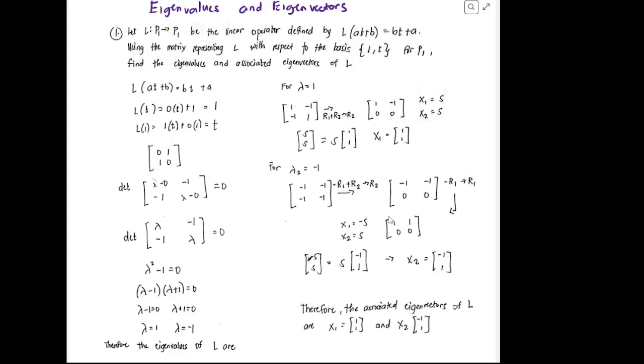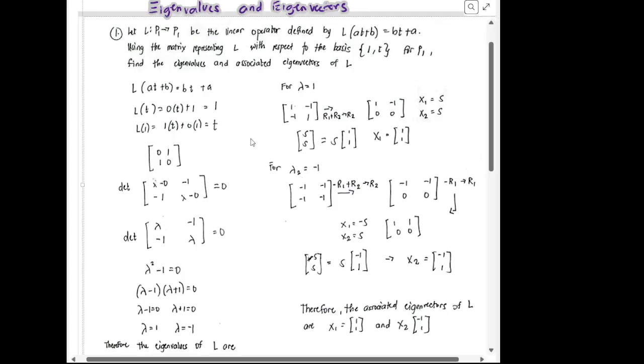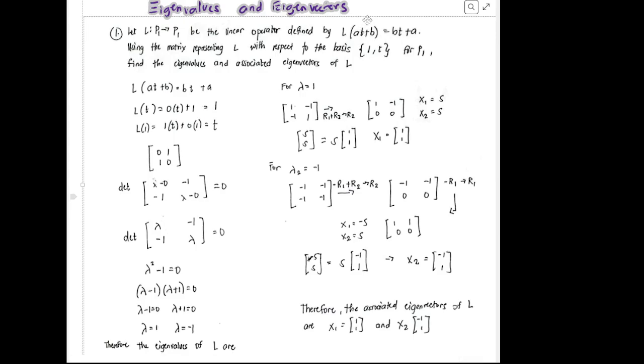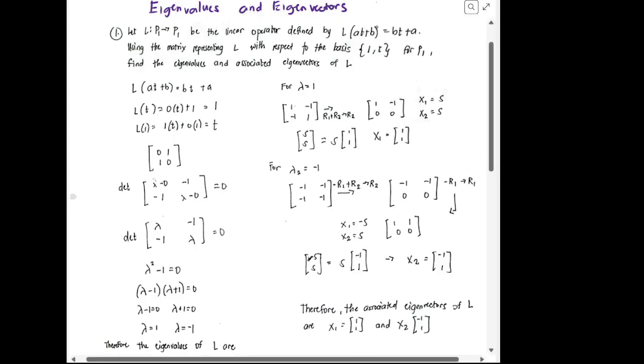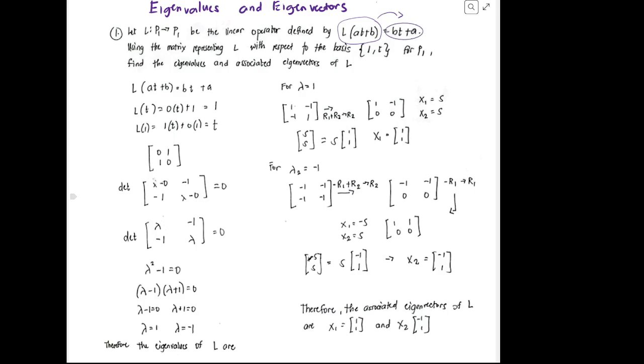Now, as we deal here, we have an example. Let L, a linear transformation from P1 to P1, be the linear operator defined by L of at plus b equals bt plus a. So what does it mean here? It means that from this given, let's say this is the pre-image, the linear transformation of this expression will be this. It will now be bt plus a.